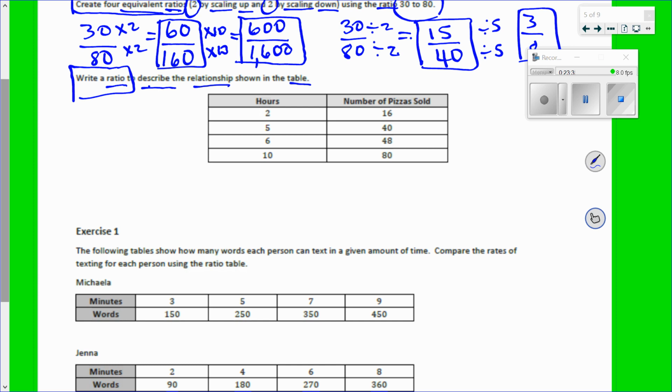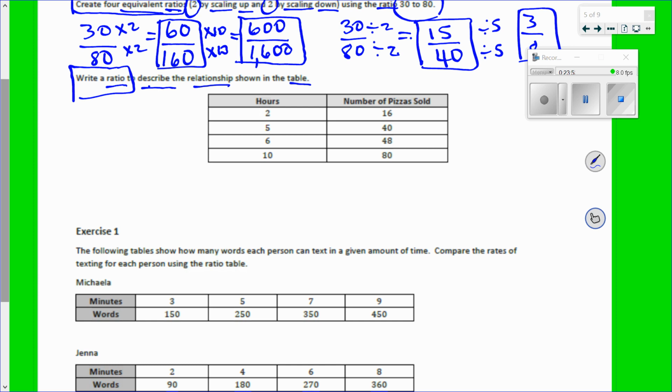Okay? Talk to us, Sarah. I think that... Sarah, what might be the best ratio to use? Mr. Moore explained it, I think, in the first example. 10 to 80.